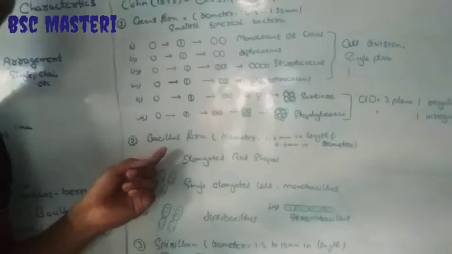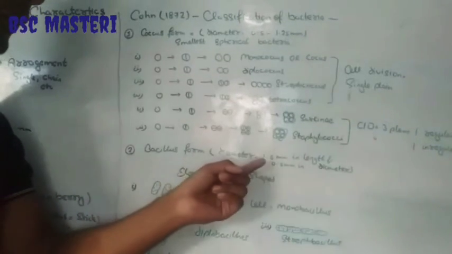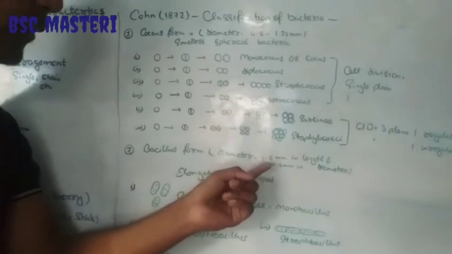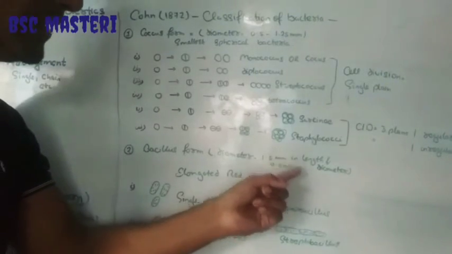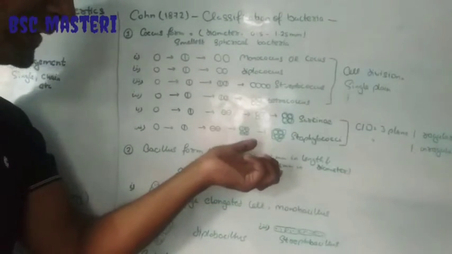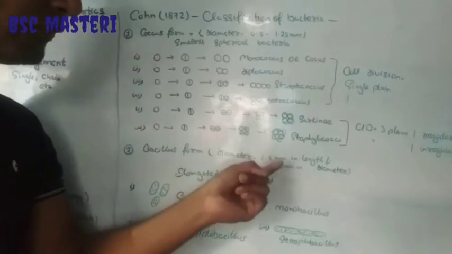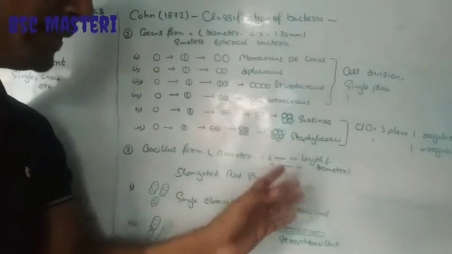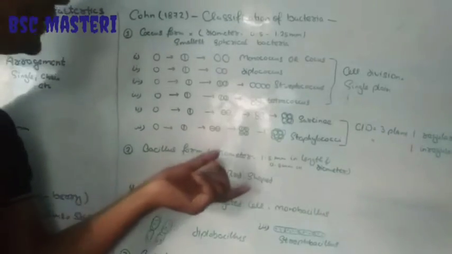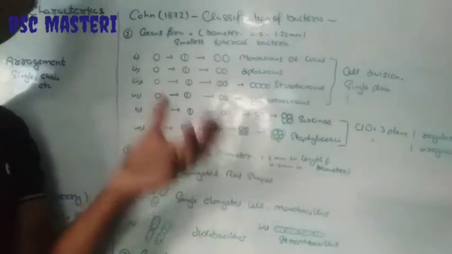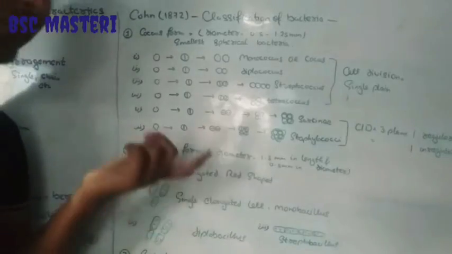Bacillus form of bacteria is 1.5 micrometer in length and 0.5 micrometer in diameter. So it is a bacteria between these 1.5 micrometer and 0.5 micrometer in diameter. This type of bacteria is an elongated rod-shaped bacteria. It looks like a stick.